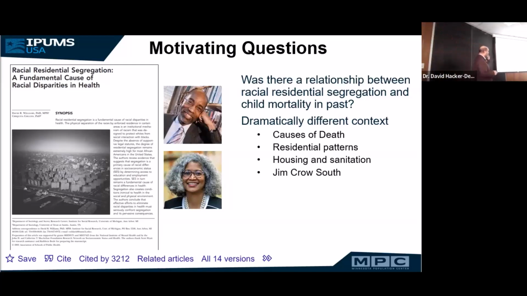And just note that it's a dramatically different context. It might be different. In particular, causes of death are different than they are today. This is a period where infectious diseases were the leading causes of death, not the diseases of older age as we think about it now. Diarrhea might be a leading cause of death among this population, which is not a cause of death, but a symptom. So the medical data are not great.